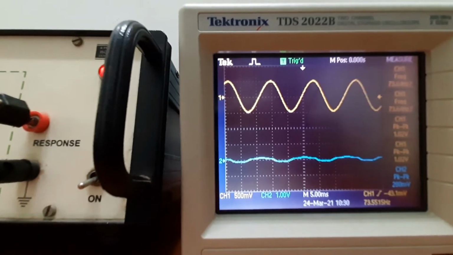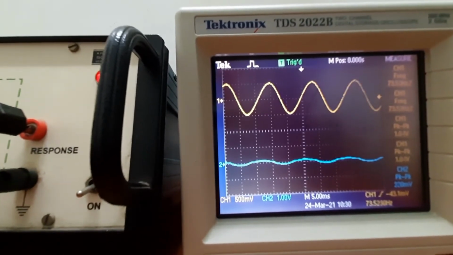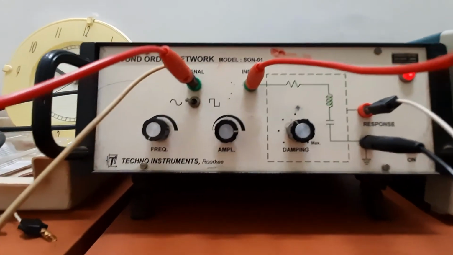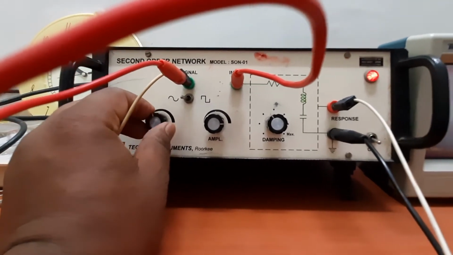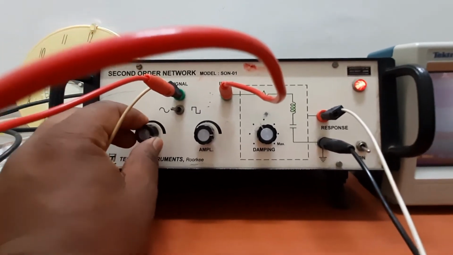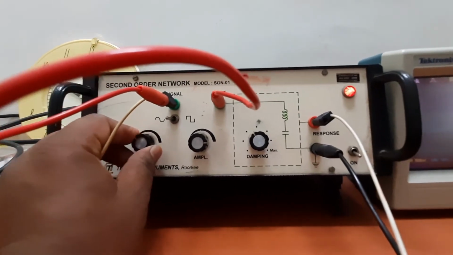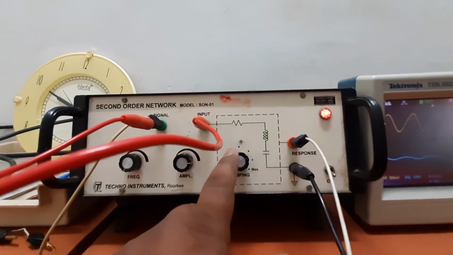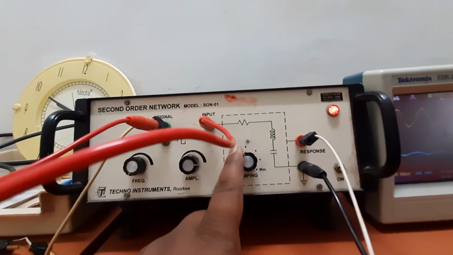If I am keeping a damping setting of 2 or 3, and with this damping setting I have to observe the response at different frequencies. The same way I have to do the same process with different damping settings.